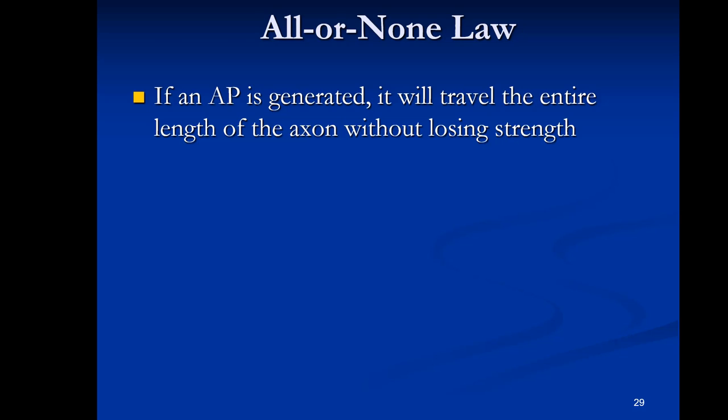All right, the all or none law of action potentials basically says that an action potential, once generated, will travel all the way to the end of the axon and it never loses strength. So it's not like you can have a big action potential or a small action potential. They're all the same strength. And once you start it, you can't stop it until it gets to the end.